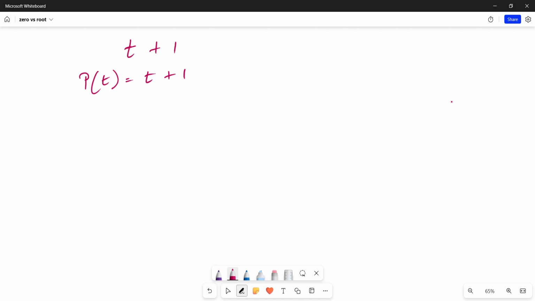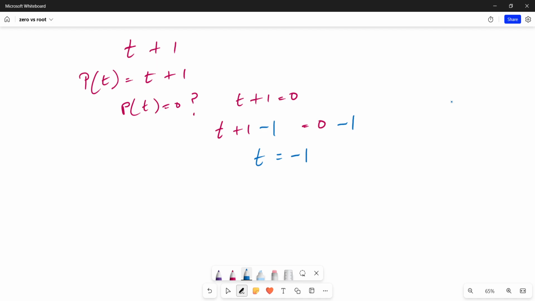Now the question is, when does this polynomial attain the value 0? When does p of t become 0? When t plus 1 becomes 0, p of t also becomes 0. So when does this t plus 1 become 0? Let's isolate t on one side. t plus 1 is equal to 0. Subtracting 1 on both sides, you get t is equal to minus 1.